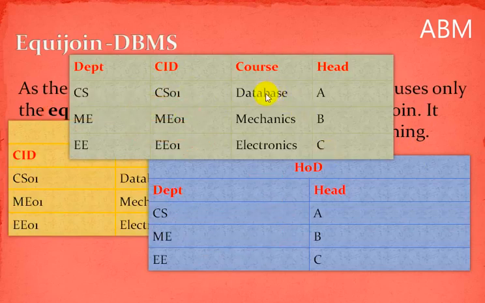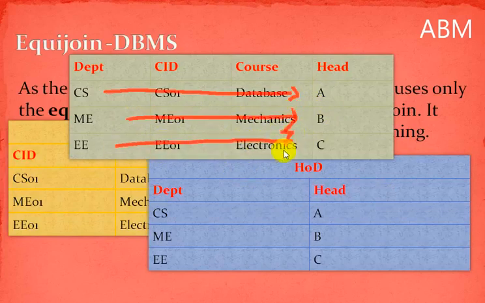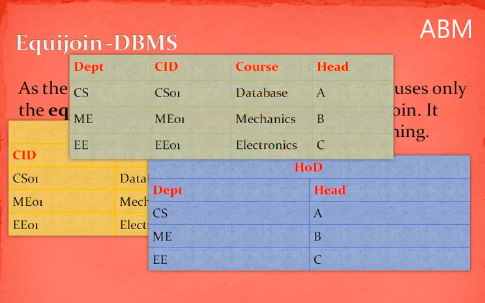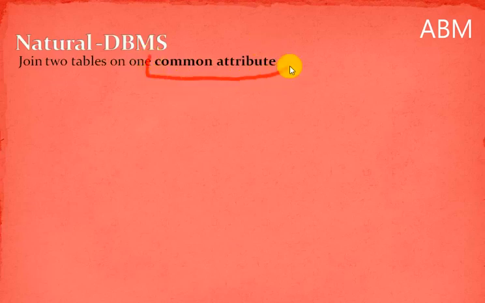You can see that all the data is populated and shown here: the CS department HOD is A. The HOD data is taken from the second table. Mechanical engineering HOD is Mr. B, and electrical engineering HOD is Mr. C. The natural join gets the data from both tables using any particular common attributes.